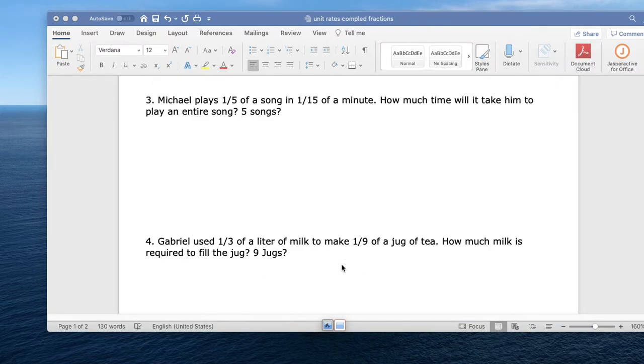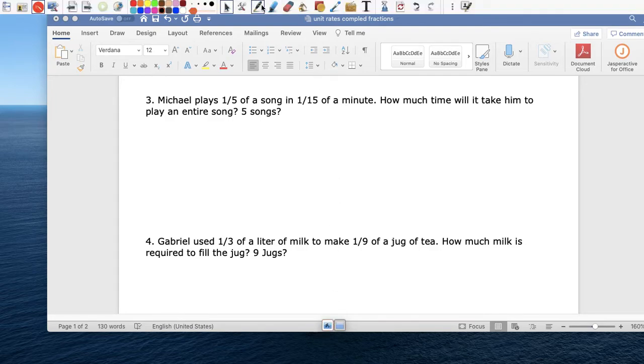3. 1/5 of a song in 1/15 of a minute. That's how long it takes to play. How much will it take him to play an entire song? So entire song is another word for one song. How long does it take? So that's what I need at the bottom here. Let me just fill in my units.